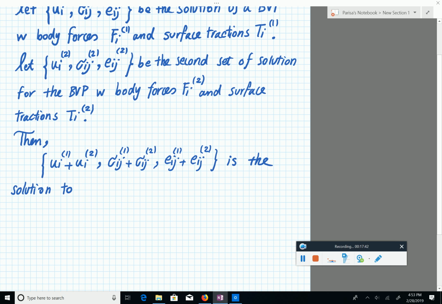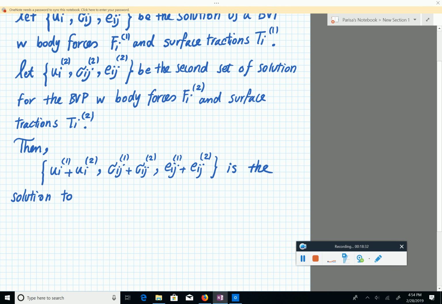So this will be the solution to what? We have a certain boundary value problem with body force Fi1 and surface traction on the boundaries Ti1. And then you have a second set of solutions for a boundary value problem with different sets of body forces and surface tractions. So if we combine the solutions linearly, what can we say? This is the solution to what problem? The same problem, but exactly, to the same kind of combination. Now we just use the simple summation, but it can be generally a linear combination, right?